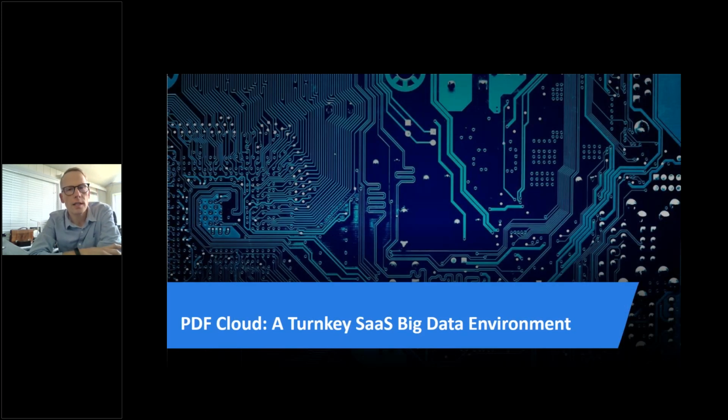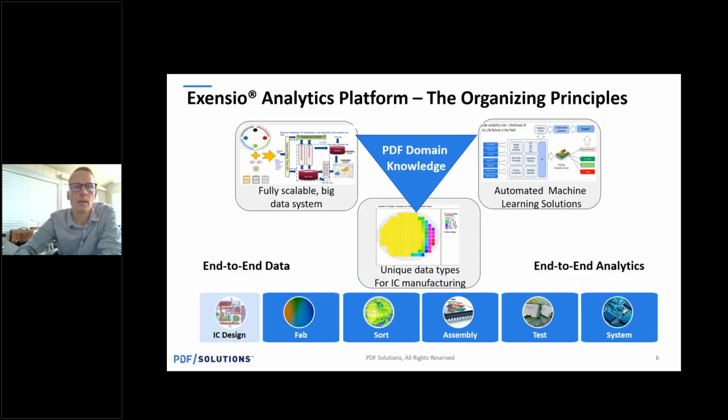So throughout the presentation today, you'll hear me refer to PDF Cloud, which is PDF's full turnkey hosted environment that we've built using industry-leading technologies in partnership with best-in-class providers. So let's start with the Exensio Analytics platform. Really at the core of the PDF Cloud is Exensio Analytics. And really the cornerstone or keystone of everything we do at PDF and in Exensio is this embedded PDF domain knowledge. We're not just building software, we're users of our own software working with customers to solve complex problems.